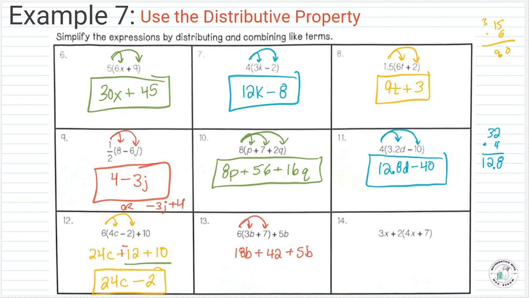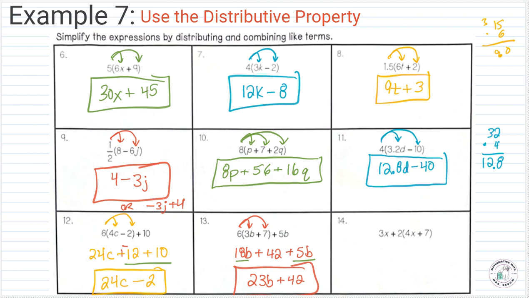Combining our like terms, which in this case we have this 18b and then we have a 5b. So 18 plus 5 is going to be 23. So we're going to have 23b plus 42.